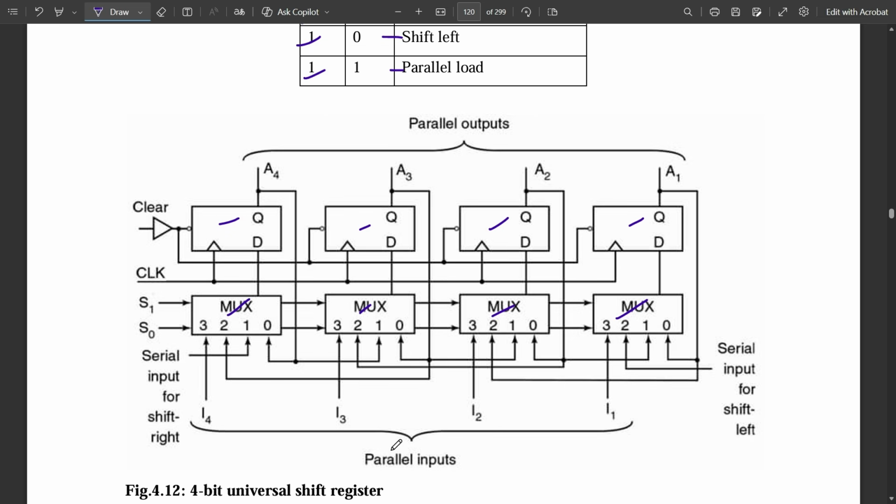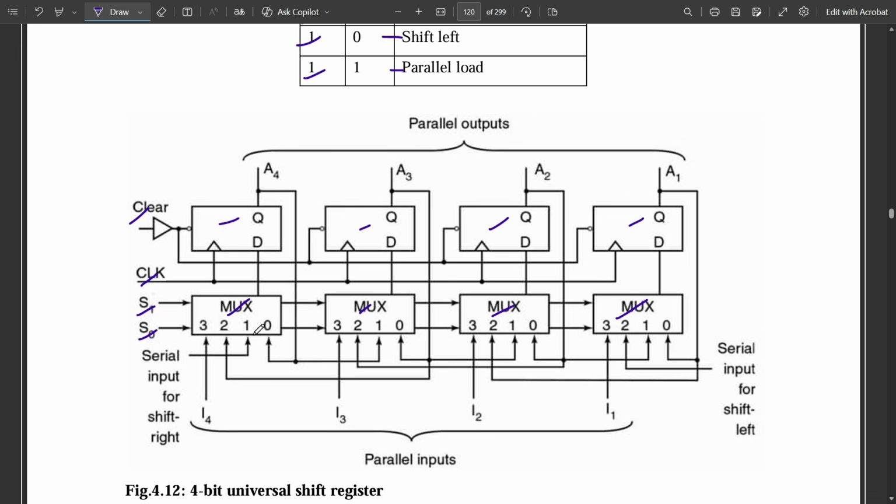Initially it is a parallel in, parallel out connection. Parallel inputs and parallel outputs are given. These are four parallel inputs and four parallel outputs. It uses four 4-to-1 muxes and four D flip flops. It uses a clear signal. And we are having one clock signal which is common for all the flip flops, and we are having two select lines here, and that select line is fed to all the muxes.